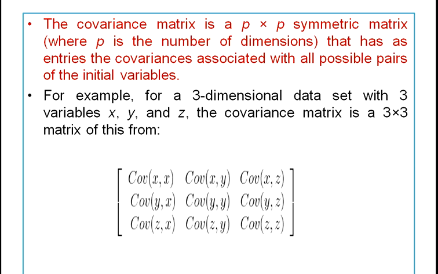The covariance matrix is a P cross P symmetric matrix, where P is the number of dimensions, that has as entries the covariances associated with all possible pairs of the initial variables. Suppose a three-dimensional dataset with three variables x, y, z. Then the covariance matrix is a 3 cross 3 matrix of the form: covariance xx, covariance xy, covariance xz, covariance yx, covariance yy, covariance yz, then covariance zx, covariance zy, covariance zz. What you'll notice is that in the diagonal you have covariance xx, covariance yy, covariance zz.